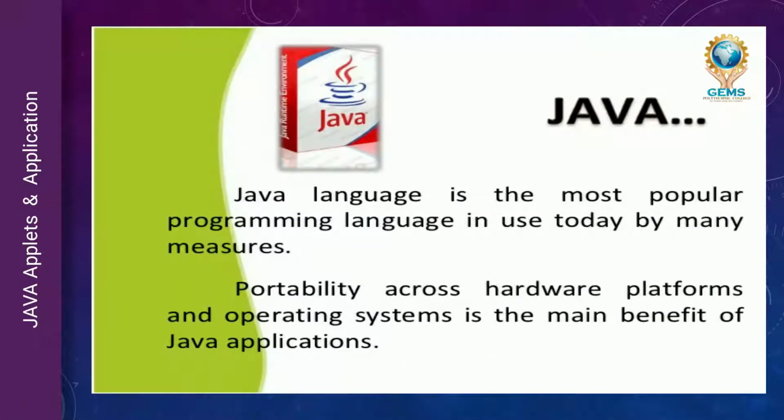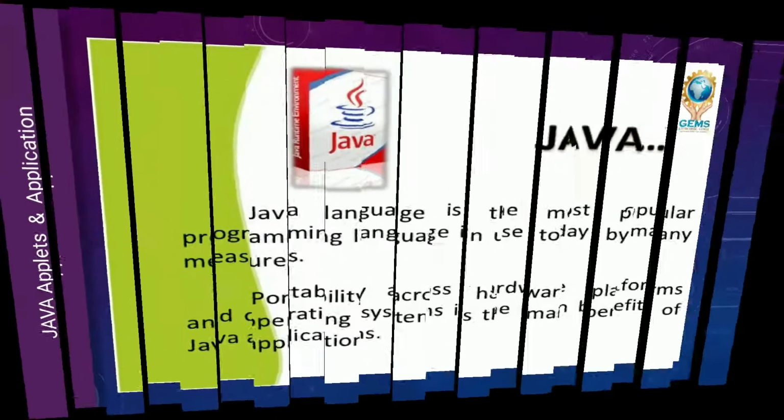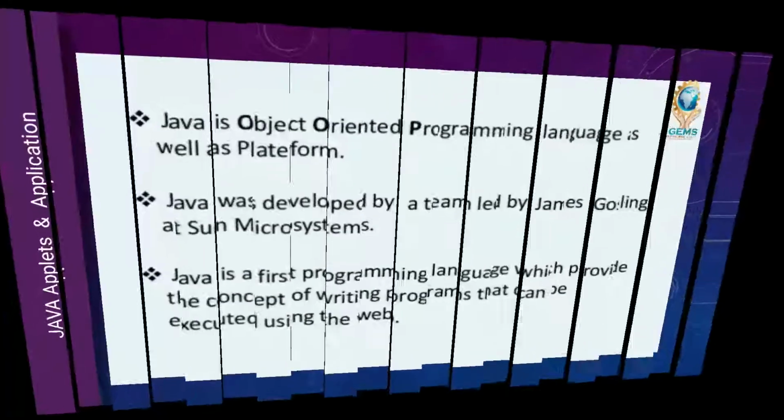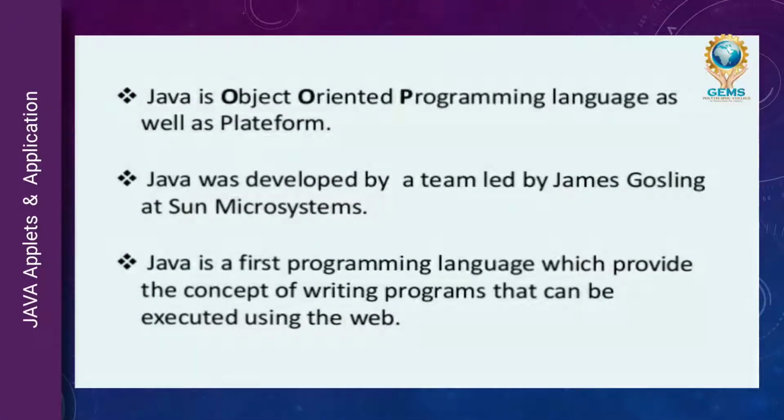Java is the most popular programming language in use today by many measures. Portability across hardware platforms and operating systems is the main benefit of Java applications. Java is an object-oriented programming language as well as a platform.